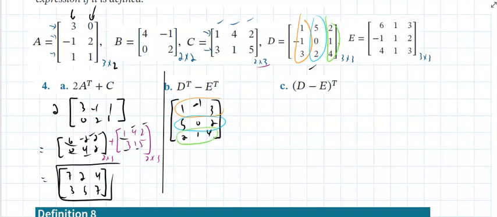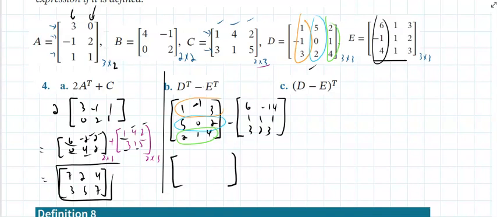And make that the third row, there it is. So whatever works. I want to take this and subtract it from E transpose. E transpose is also 3 by 3. Take this, make it 6, -1, 4. 1, 1, 1 becomes the next row, and 3, 2, 3. And you just subtract those accordingly.